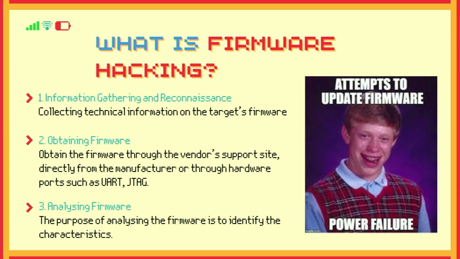And our second step is obtaining the firmware. So you can obtain the firmware through the vendor's support site, directly from the manufacturer, or through hardware ports such as UART and JTAG. And then following on from obtaining the firmware, you can actually start analyzing the firmware. So the purpose of analyzing the firmware is to identify the characteristics. You can analyze the file types and the metadata of potential root file systems.